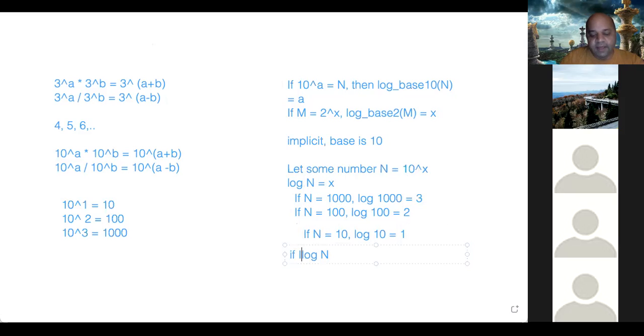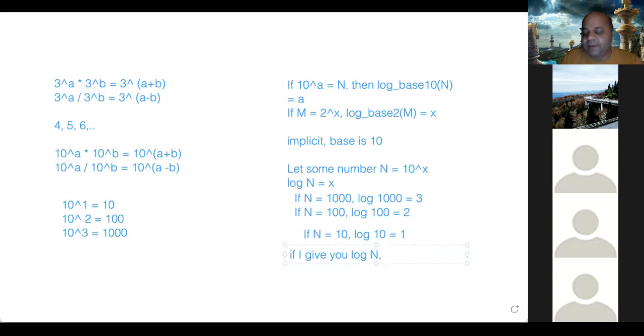If I give you the value of log n, can you find out what is n? I'm giving you log n, which means I'm telling you 3. I'm telling you log of my number is 3. Then what is the number? Then you will say the number is nothing but 10 raised to whatever the value is. So this is log base 10 of 3.